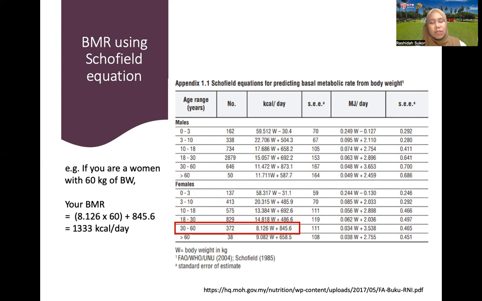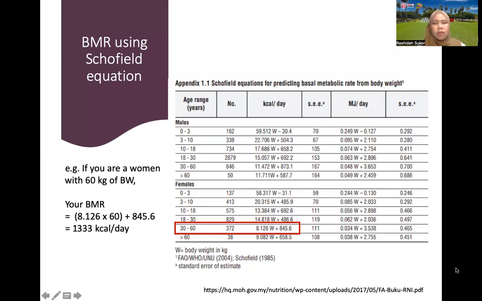This book was published by our Ministry of Health. If you don't like to read online, you can buy it from the National Nutritional Society of Malaysia website. I think it's about 30 to 40 ringgit, if I'm not mistaken. You can just buy it from them and have a physical book. I put the link there so you can go to it.